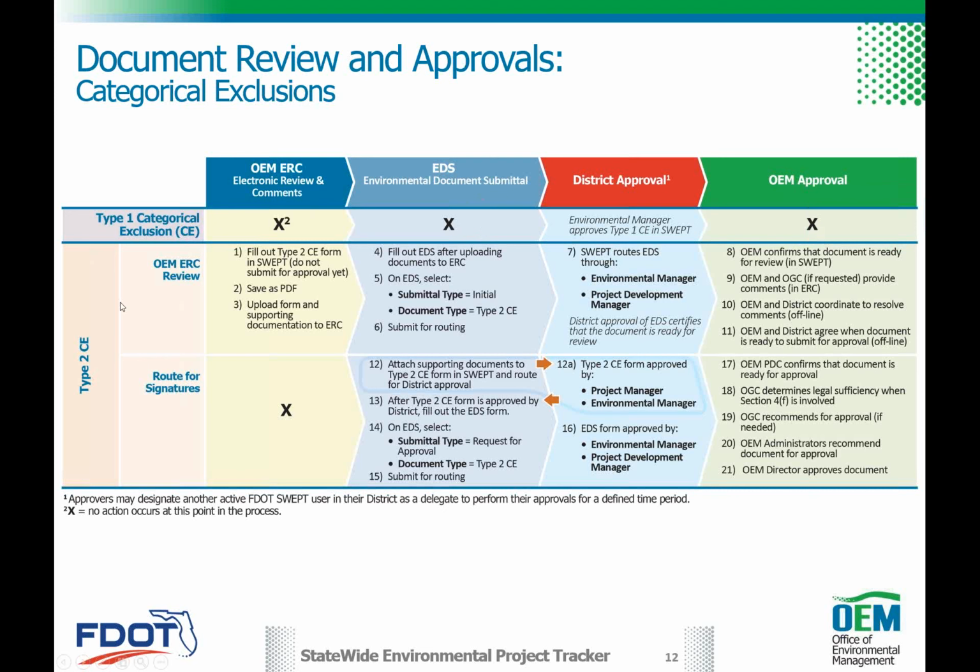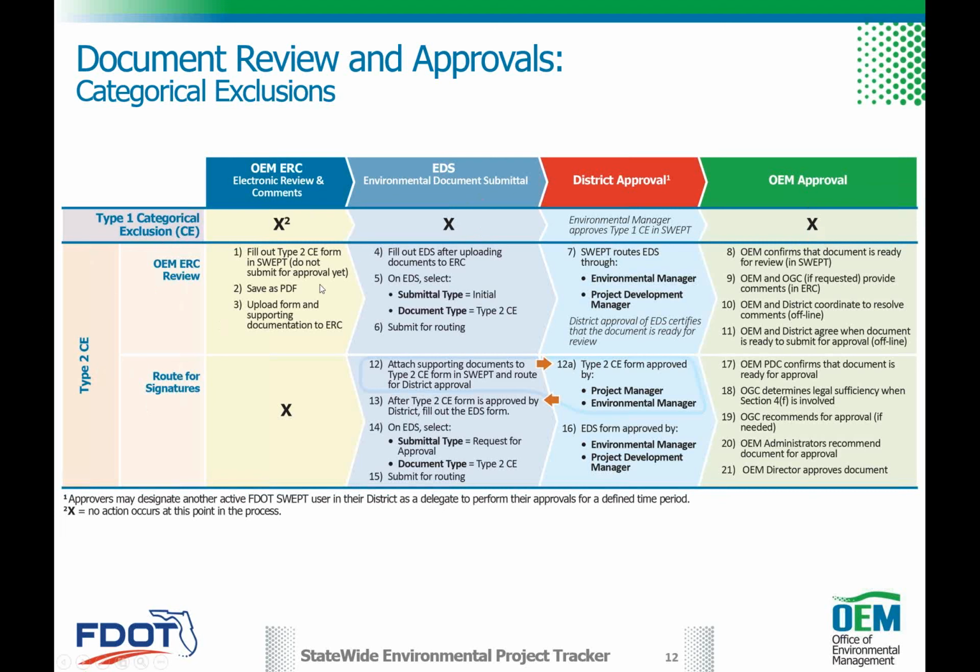When we get to type 2, a higher level of documentation, there's a little bit more involved. There's an initial review, and then there's when everything's ready and we're routing for signatures. And this will be a pretty consistent thing throughout, whether it's an EA, an EIS, or a reevaluation. There's this initial review where we're looking at the draft, and then we've addressed all the comments and everybody feels confident that this document can then begin to route through the signature process.